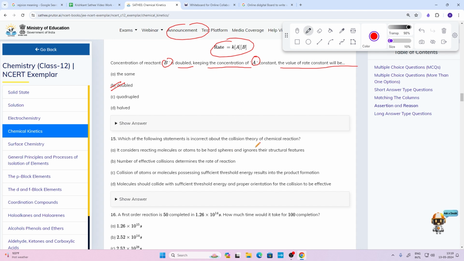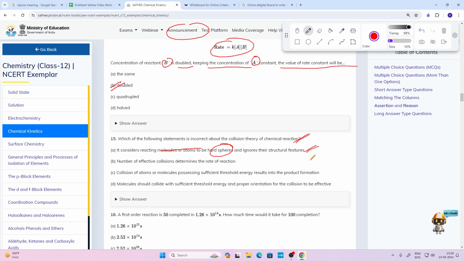Which of the following statements is incorrect about the collision theory of chemical reaction? So collision theory basically says that if two molecules are colliding, then they should have enough kinetic energy, plus their orientation should also be correct so that the reaction can occur. So it considers reactant molecules or atoms to be hard spheres, and ignores their structural features.